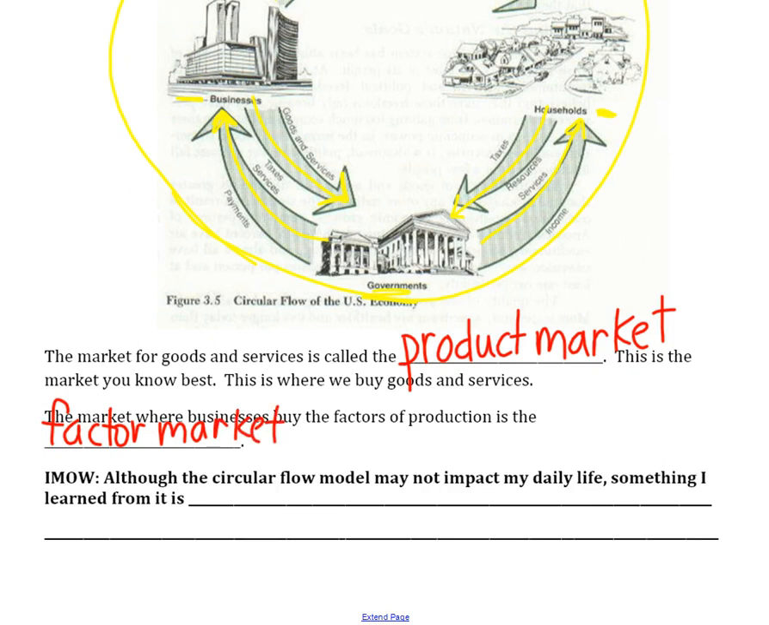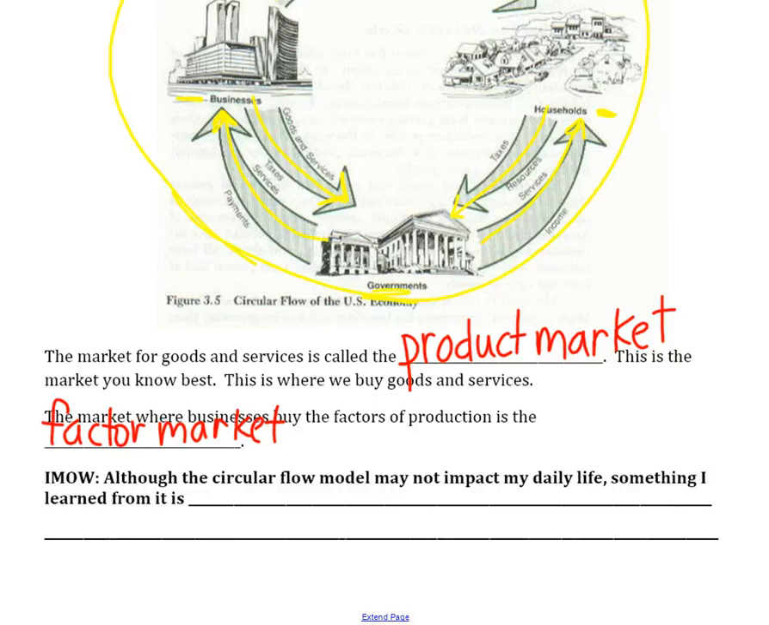So the product market is any time you're going to buy goods and services. This is the market that you know. You go to the grocery store, that's the product market. The government and the businesses, when they buy their factors of production, their land, their labor, they're going to go to the factor market.